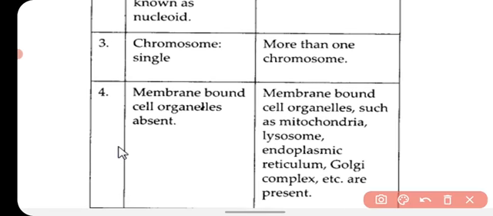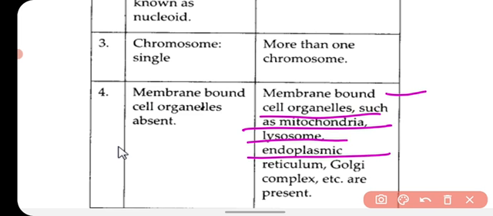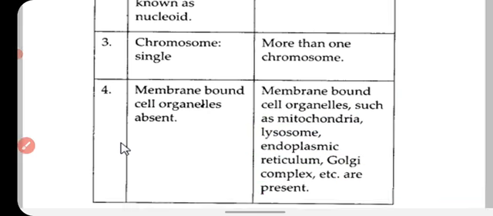And here the next difference is that prokaryotic cells do not have membrane bound cell organelles. The membrane bound cell organelles are absent in the prokaryotic cells, while in eukaryotic cell, the membrane bound cell organelles such as mitochondria, lysosome, endoplasmic reticulum, Golgi apparatus, etc. are present in the eukaryotic cell.